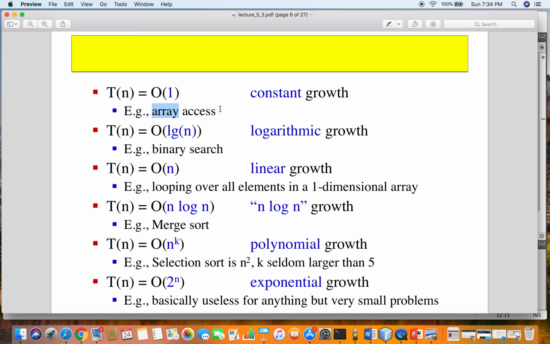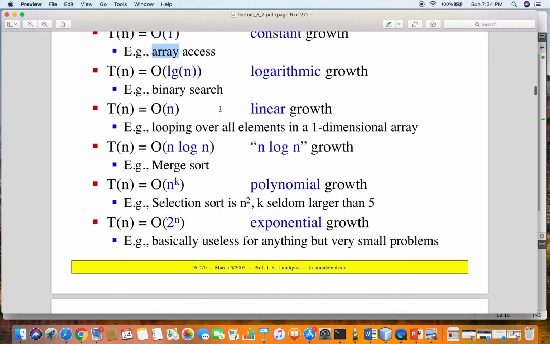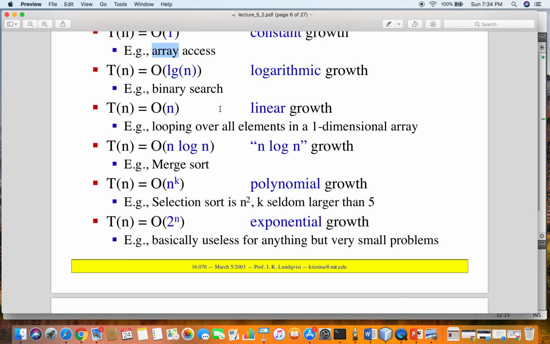And T(n) = O(n^k), that is polynomial growth. T(n) = O(2^n), that is exponential growth.